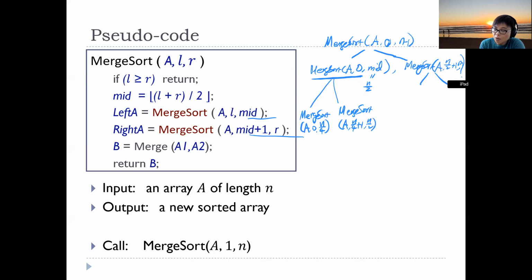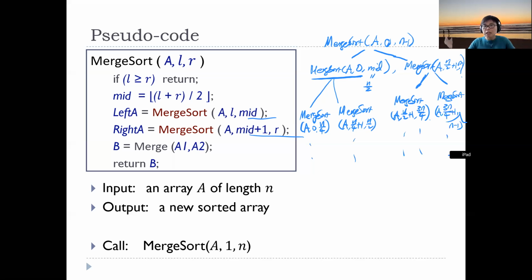Within this right portion, the algorithm will then recursively cut it in the middle, which means that we're going to then call MergeSort A n over 2 plus 1 to 3n over 4. That's basically the left portion of the previous right portion, and then also the left portion. Okay, and so on.